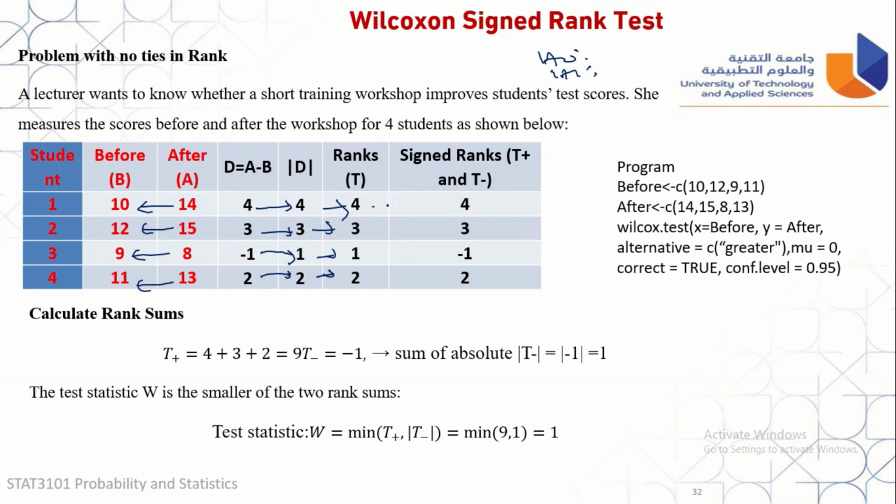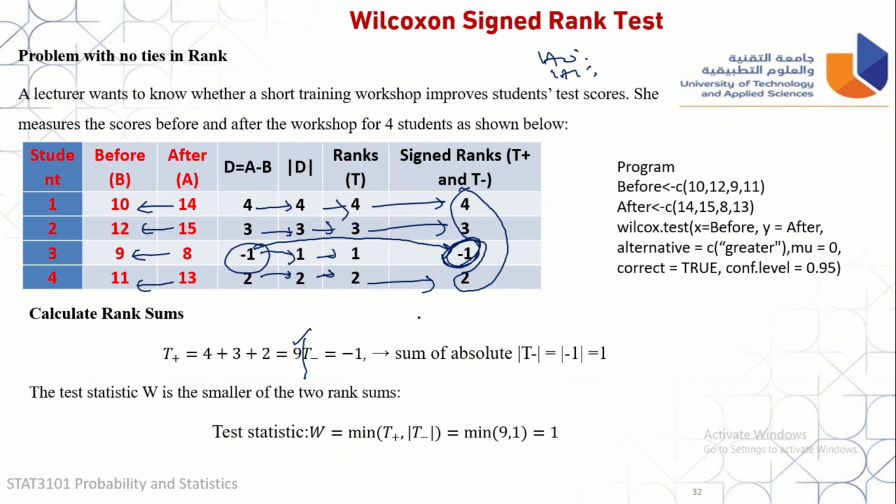And then sign the ranks. What is the signed rank? This is plus, write it as plus. This is plus, this is plus, and this is minus, so write it as minus. Then calculate the sum of all the positive ranks and the sum of all the negative ranks. So 4 plus 3 plus 2, that is 9.